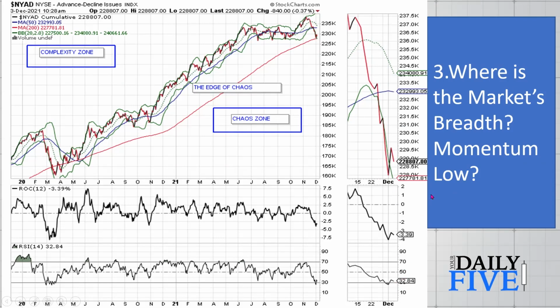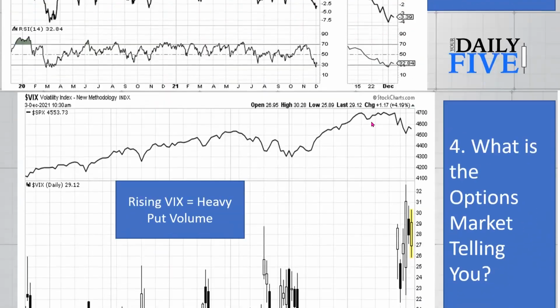So the key here is, have we made a momentum low right here? If we have made a momentum low, then this RSI trough will be higher and the market will take off. So that's the key here. What's the market's breadth telling you? Are we finally making a bottom or not? And the answer at this point is we're trying to do so, but we're not sure yet.